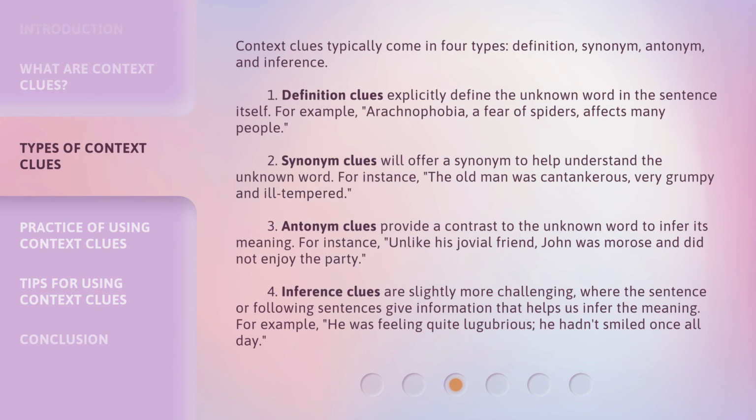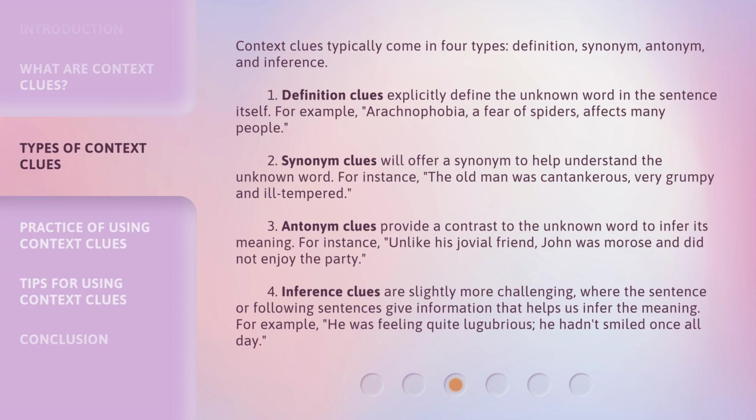Context clues typically come in 4 types: definition, synonym, antonym, and inference. 1. Definition clues explicitly define the unknown word in the sentence itself. For example, arachnophobia, a fear of spiders, affects many people. 2. Synonym clues will offer a synonym to help understand the unknown word. For instance, the old man was cantankerous, very grumpy and ill-tempered.